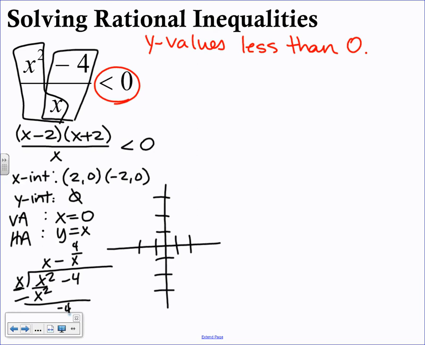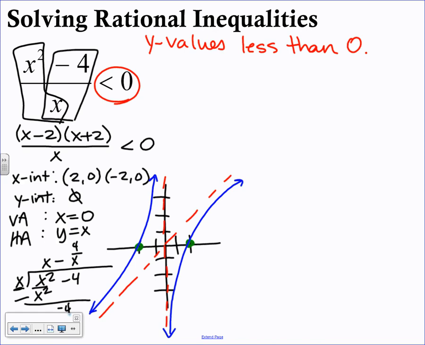I've got x-intercepts at 2 and -2. I've got a vertical asymptote at 0. And then I have a line with a slope of 1 and a y-intercept of 0. And if I graph this thing, let's see. I have to be on the outside, and that's okay. It looks kind of weird. But the blue is what I care about. Okay, so overall, that's the graph of my function.